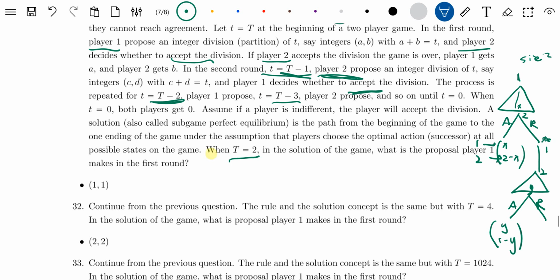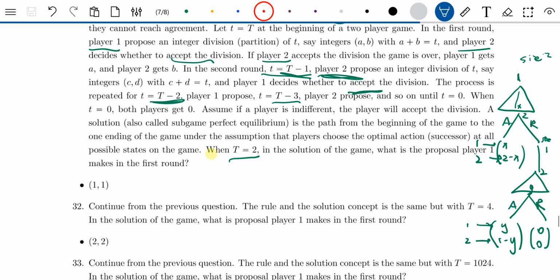If I propose y to player 1, then I will get 1 minus y. And at the end, we're assuming the dad would eat all of them because the size will be 0 here, so there's only one way to divide 0. Okay, so let's solve the same way as well.